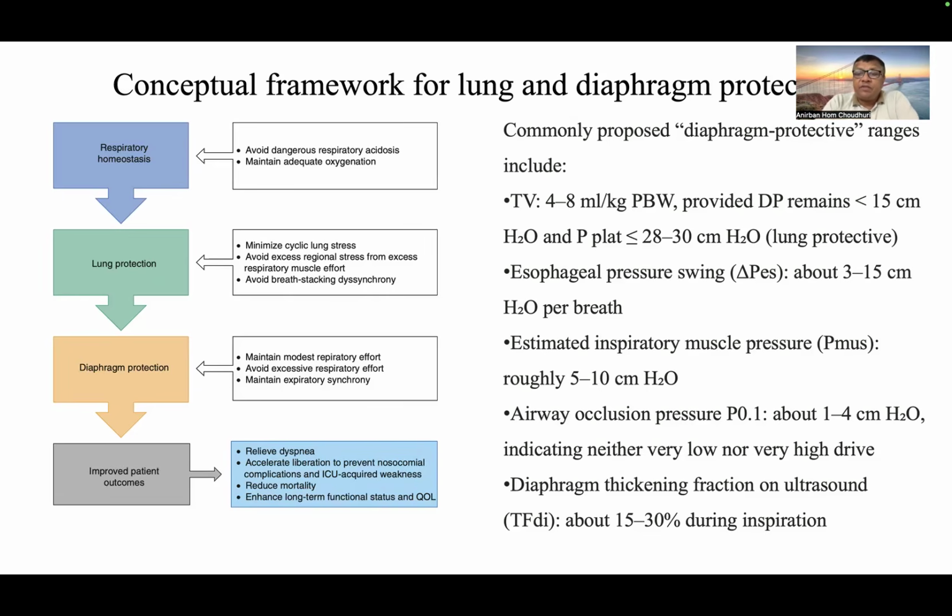The swings in the esophageal pressure during phases of inspiration and expiration should be within 3 to 15 centimeters. Estimated inspiratory muscle pressure, or Pmus, roughly 5 to 10 centimeters of water. Airway occlusion pressure, about 1 to 4 centimeters of water, indicating neither very low nor very high drive. And diaphragmatic thickening fraction on the ultrasound, about 30 to 50% during inspiration. So these are the commonly proposed diaphragm protective strategies or ranges that we need to follow.